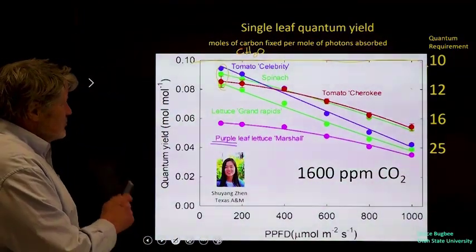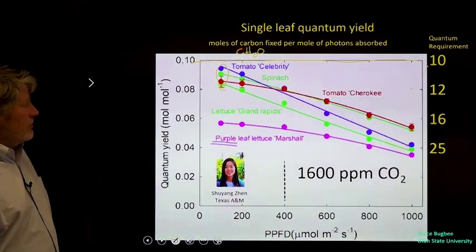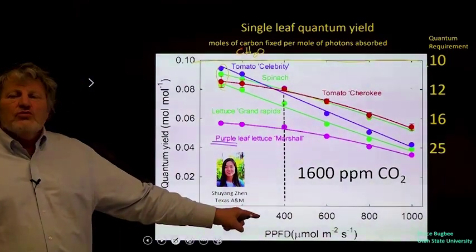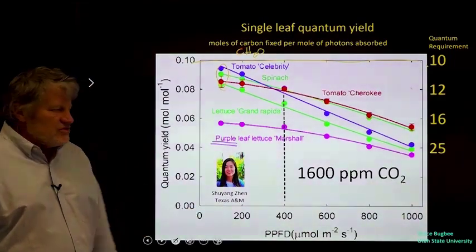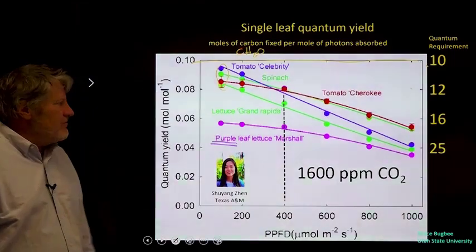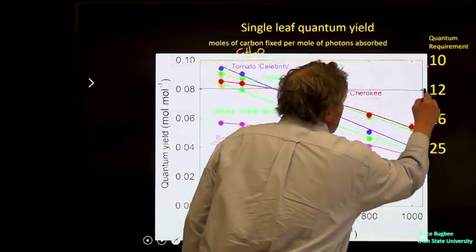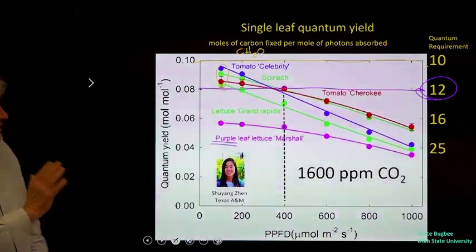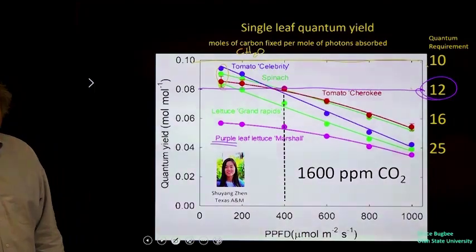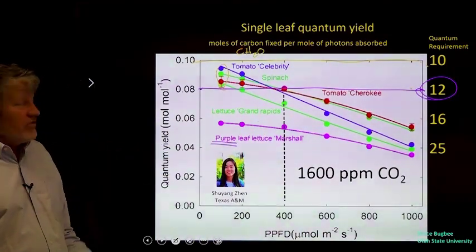So let's take this data now and start building our model. What we're going to do is assume 400 micromoles. Now you can grow great crops with this. This is similar to the average through a day. And when we do that, we get about 12. So in a reasonable crop, we're going to model this assuming a quantum requirement of 12.